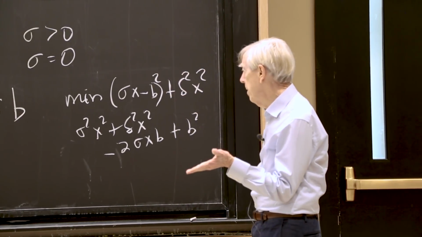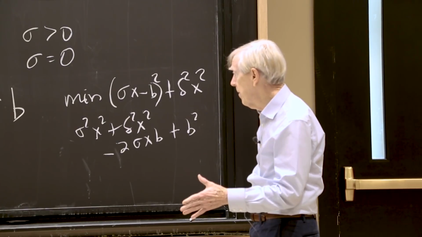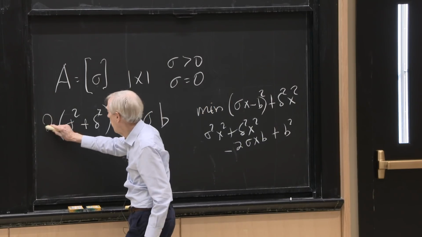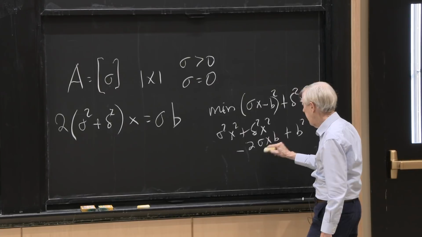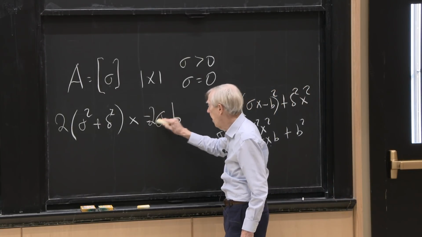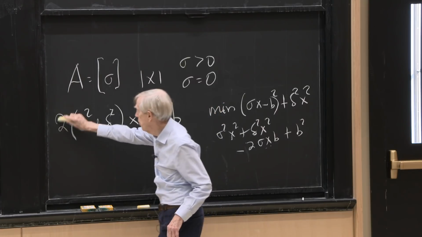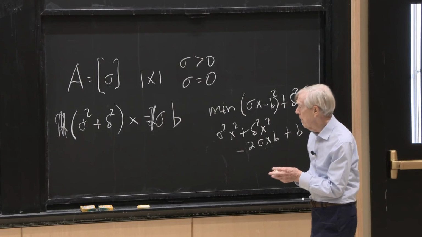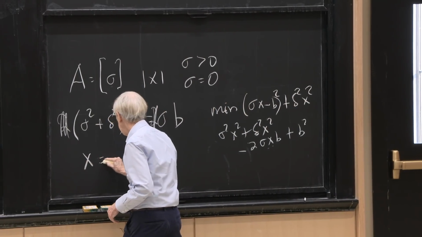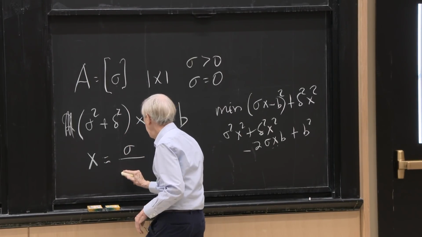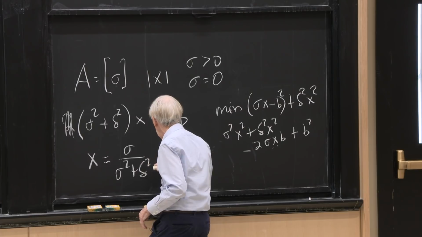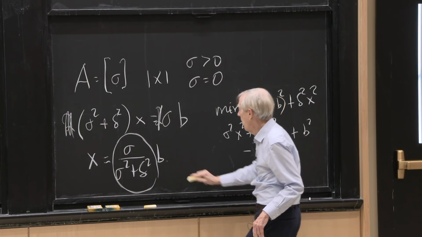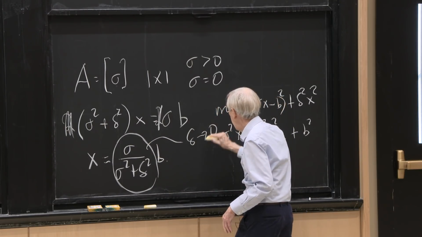And now I'm going to find the minimum, which means I set the derivative to 0. So I get 2 sigma squared and 2 delta squared. I get a 2 here. And this gives me the x derivative is 2 sigma b, so I get a 2 there. I just cancel both 2's. And that's the equation. So I can solve that equation. x is sigma over sigma squared plus delta squared, times b. So it's really that quantity. I want to let delta go to 0.